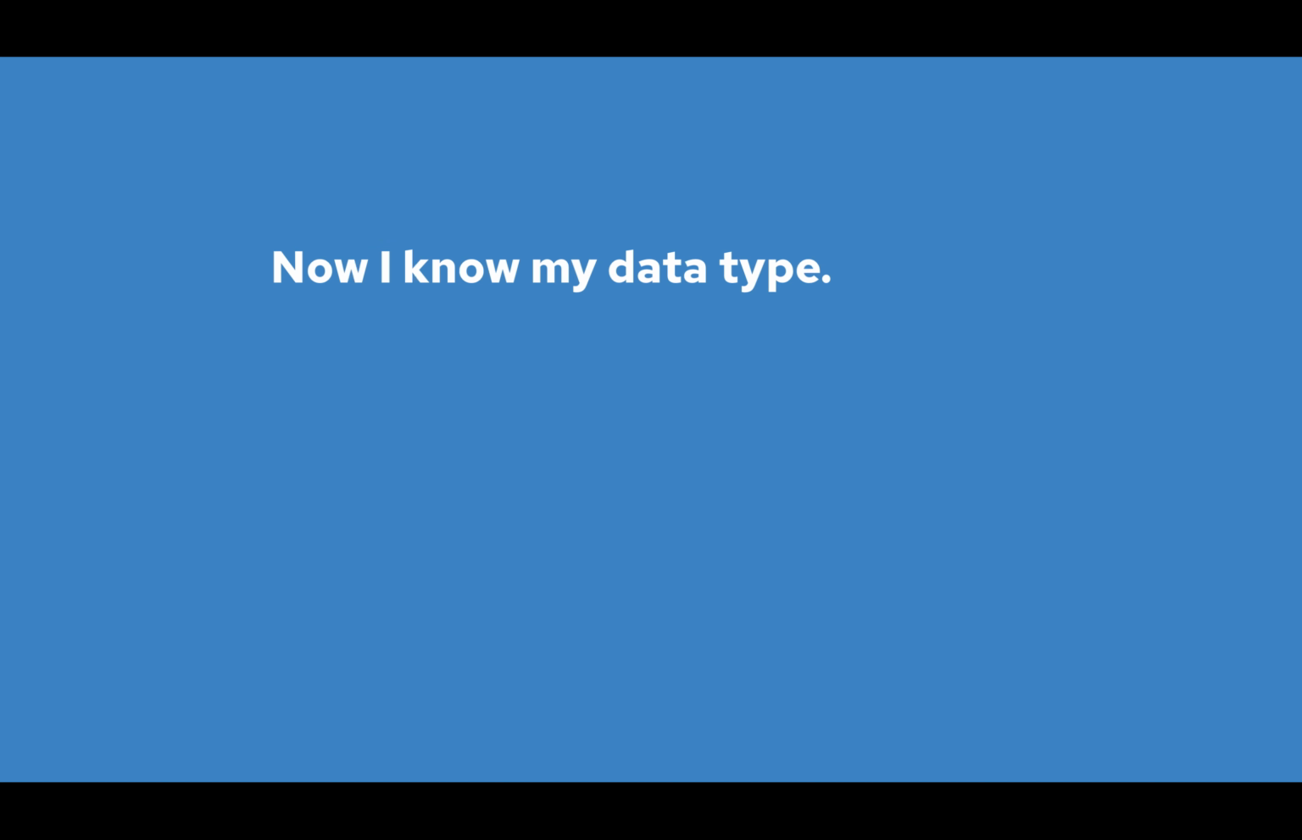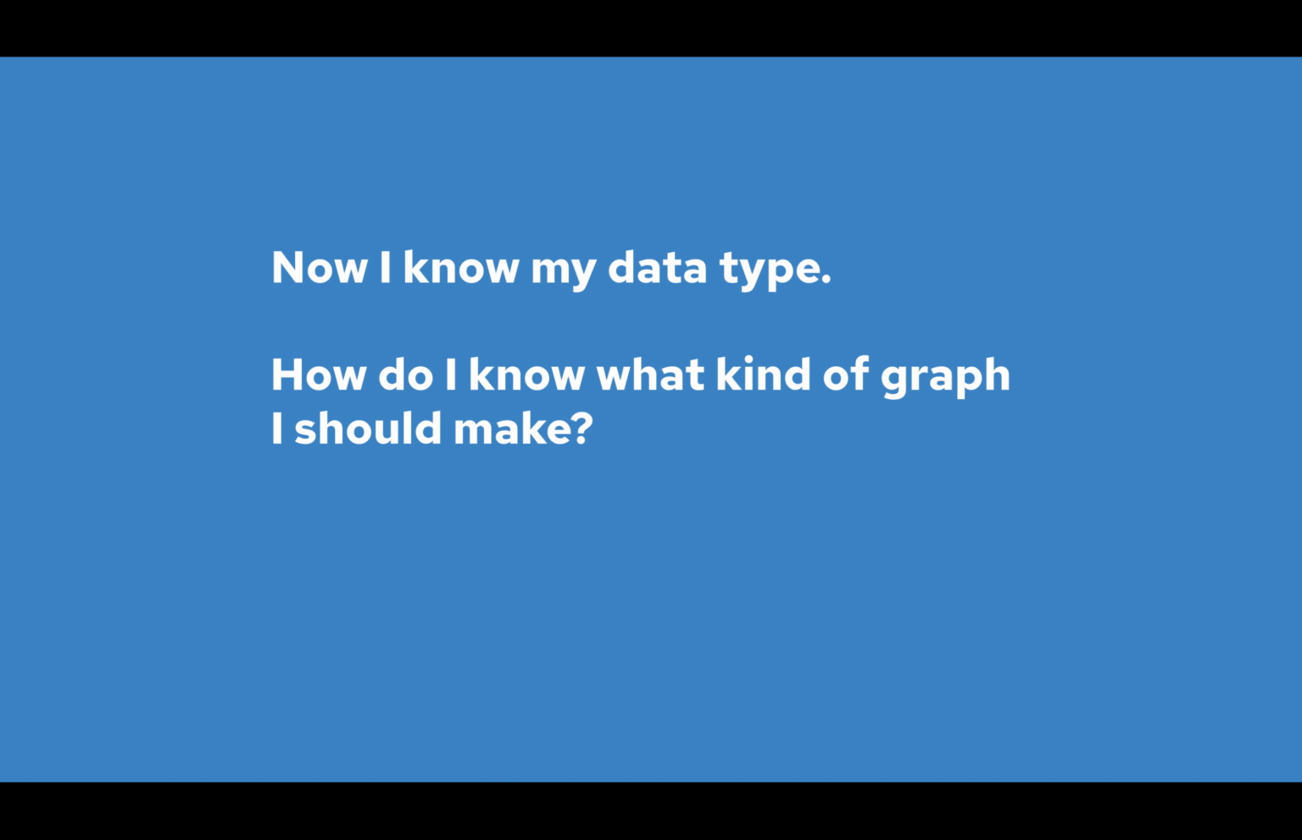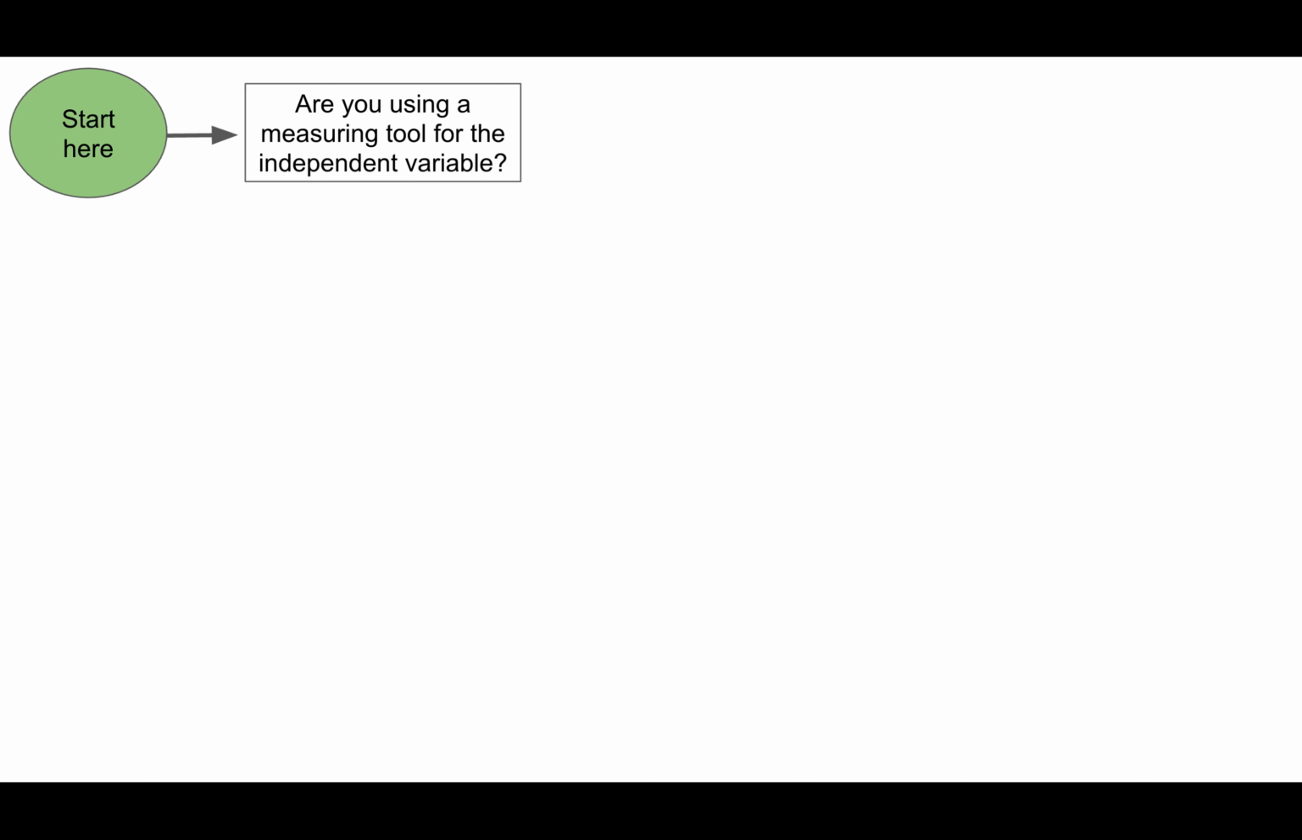So let's make a flow chart, or look at this. Okay, so we're going to investigate it. So here, if we start here, the first question that you want to ask yourself is, are you using a measuring tool for the independent variable? In other words, are you using a tape measure? Are you using a timer, a graduated cylinder? Those are all different types of measuring tools.